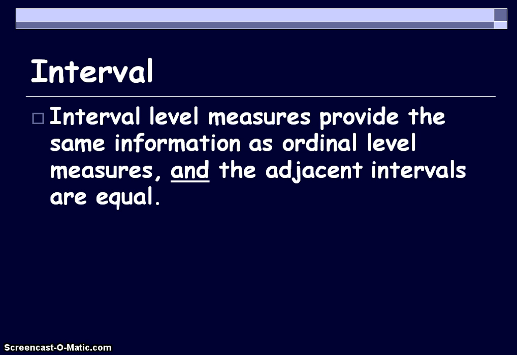So for instance, age, if someone is 19 and another person is 20, we know that the person who is 20 is exactly 1 year more or older than the person who is 19. Okay, so we know what that middle point is, or that in-between point is.